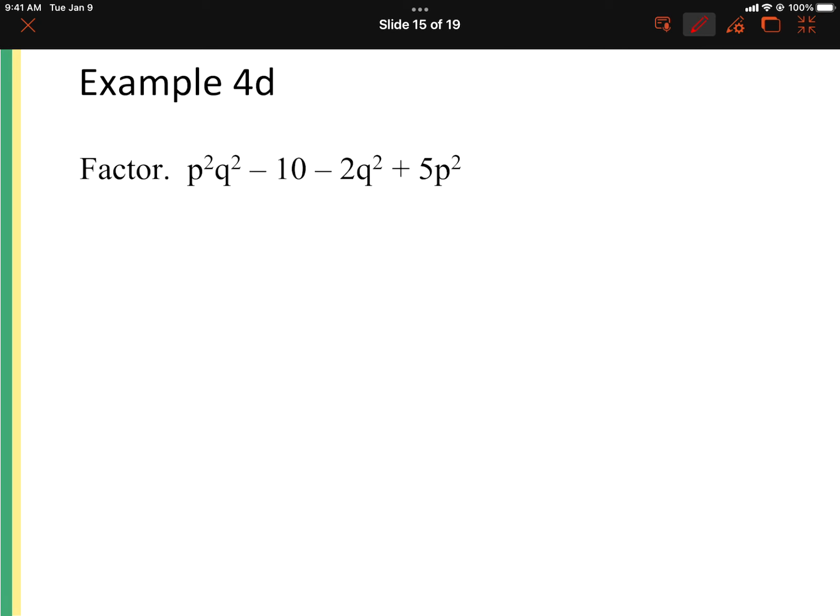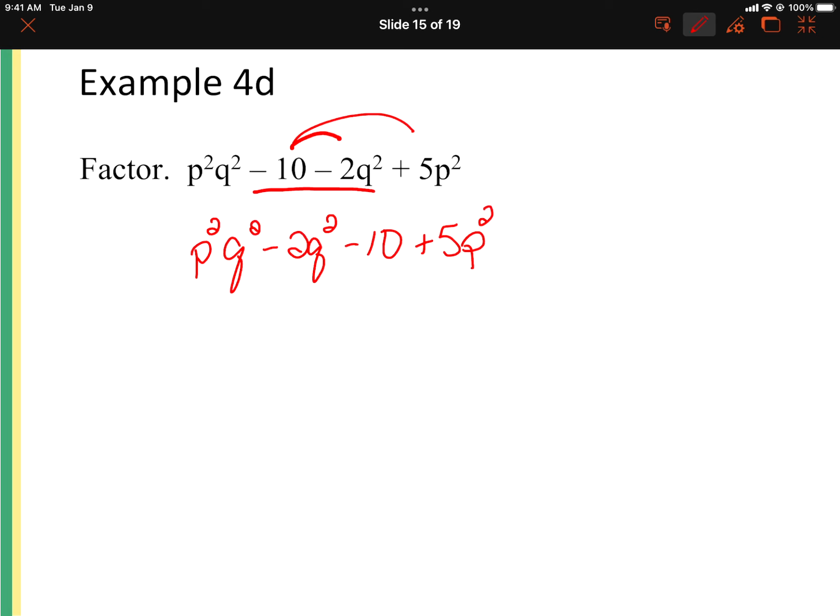You can switch whatever you want. Just switch 2 to start with, like the middle 2 or the last 2. Just pick which ones you want to switch. Switch the middle 2. All right, I'm going to switch these middle 2 then. So p squared, q squared, then I would have minus 2q squared minus 10 plus 5p squared.